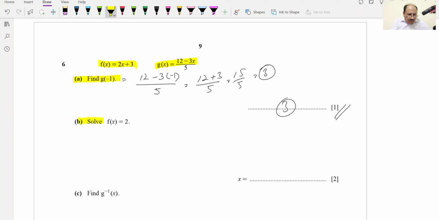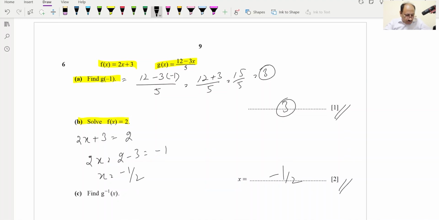Then solve f of x is equal to 2. f of x is equal to 2, so 2x plus 3 is equal to 2. 2x will be equal to 2 minus 3, which is -1, so x will be equal to -1 by 2, and -1 by 2 will be the answer for 2 marks.